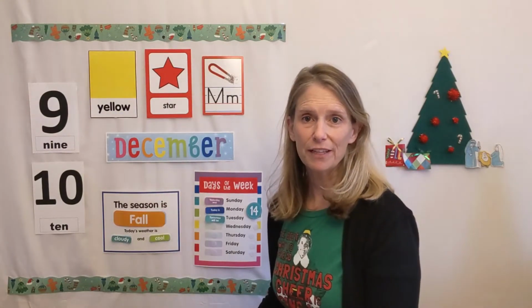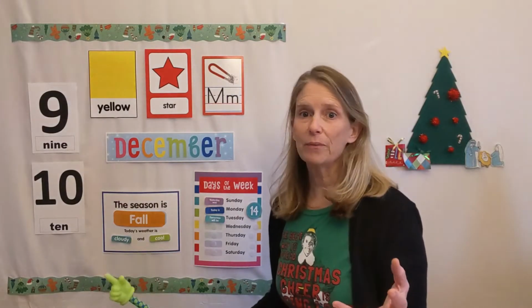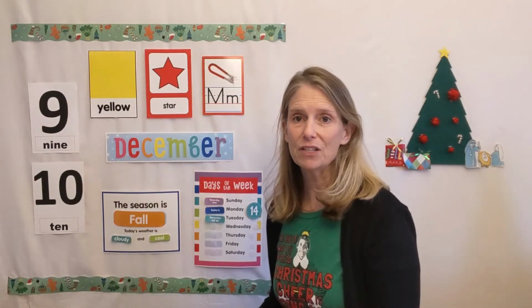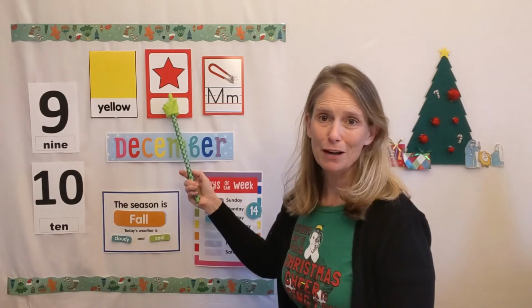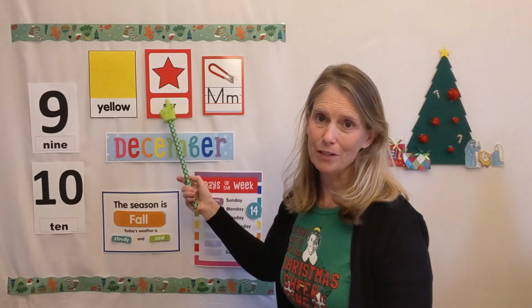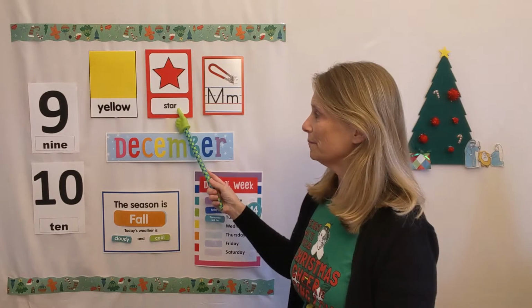Next door to our color yellow is our shape of the month. What shape have we been talking about? We read books about it. We talked about it in a different way this month as well. This is our shape of a star, and we talked about the importance of the star when we talked about Jesus's birth. That is the star shape, and there's the word star.